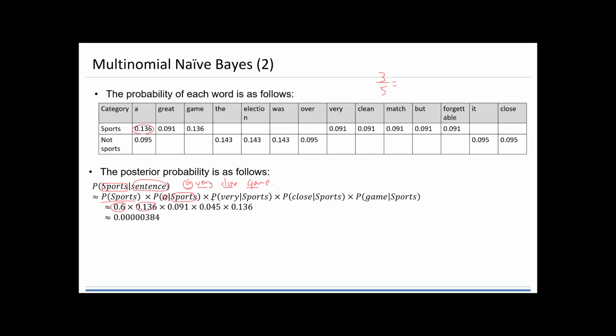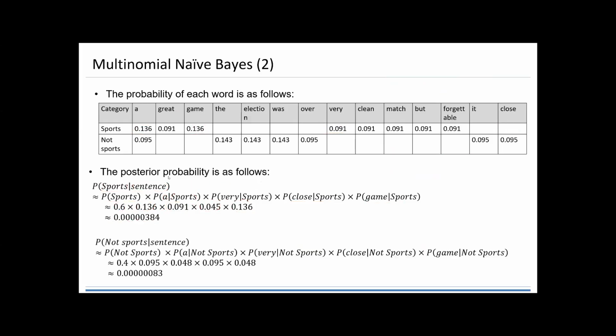And what about very given sports? Okay, so very given sports, this is the probability. And what about close given sports? Okay, close given sports, this is 1 divided by 22, so it will be about 0.045. So this is the result. And game given sports, this is the probability. Then you can multiply all those probabilities, and then you will get the value, which is 0.000000384.